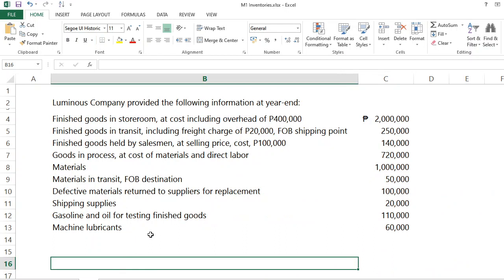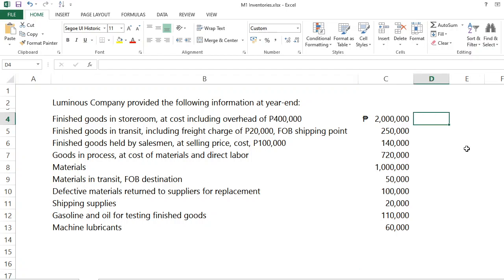Still, we are required to compute the cost of inventory at the end of the year. And just like the other problem, this is manufacturing concern kasi may finished goods na naman. So, let's start. Finished goods in storeroom at cost including overhead of 400. Itong mga overhead, ito yung mga indirect materials. So, yung mga lansang, katong varnish, katong liha, nga dili nimo directly traceable sa imuhang items. So, that is 2 million. So, add.